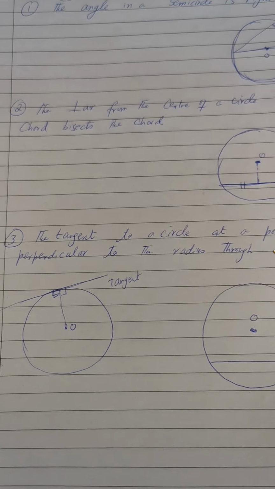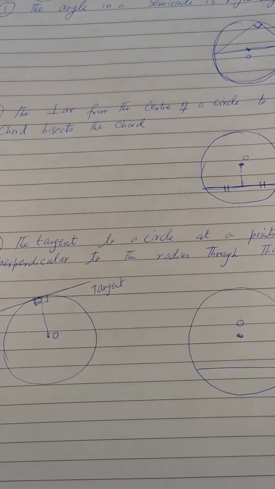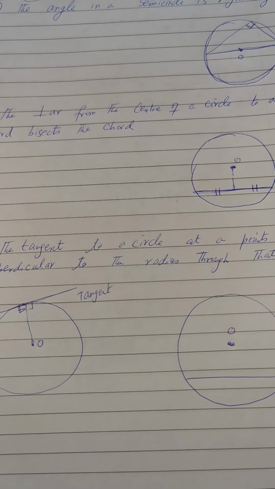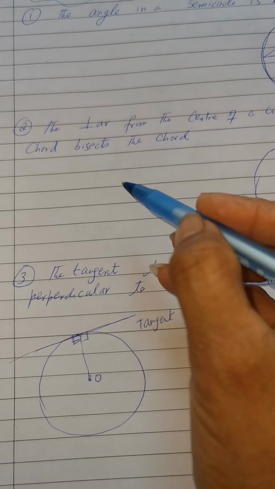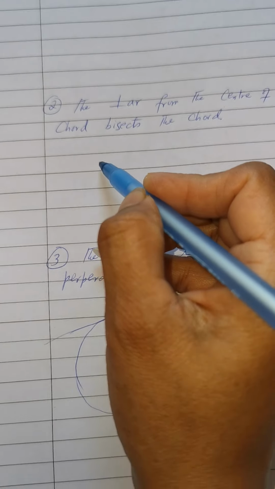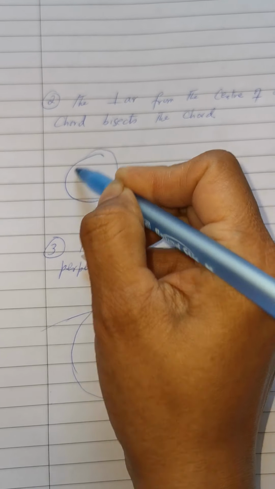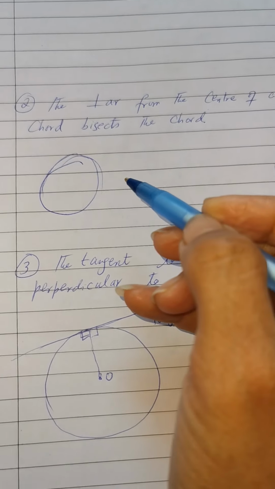And what is the second property? The second property shows that any perpendicular from the center of a circle to a chord bisects the chord. What is the meaning of chord? First of all, you have to know what a chord is. If we have a circle, I will draw a circle like that. This is not a perfect circle, but suppose this is a circle.